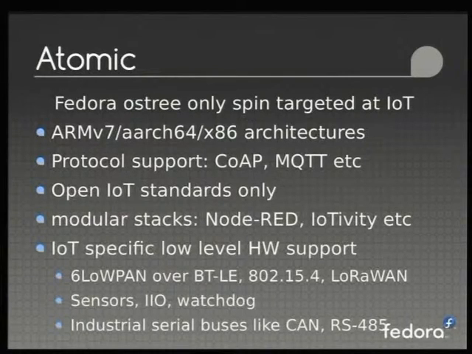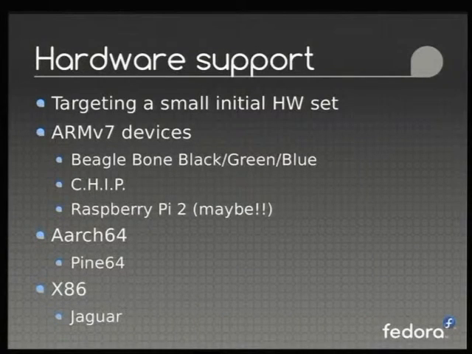So we'll target an initially very small hardware set. In the Fedora ARM project, we currently have support for well over 150 devices, and we support some of those better than others. So we figured that if we target a small set of initial devices that we can get working really, really well, it should then be much easier to expand it out to the much greater IoT ecosystem as we go.